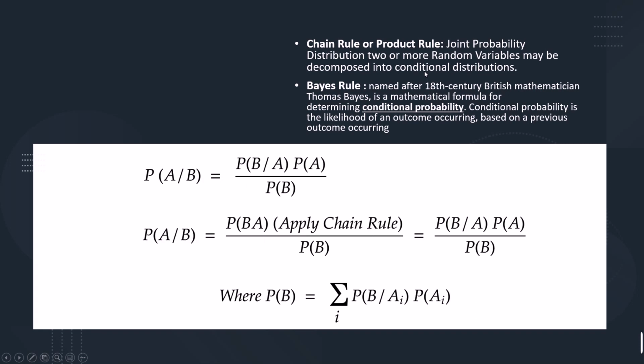Bayes rule. This rule is a very powerful mathematical formula which is named after a British mathematician. In this formula, we are determining the conditional probability. Conditional probability is the likelihood of an outcome occurring based on a previous outcome occurring. This is the formula which we use while using the Bayes rule.